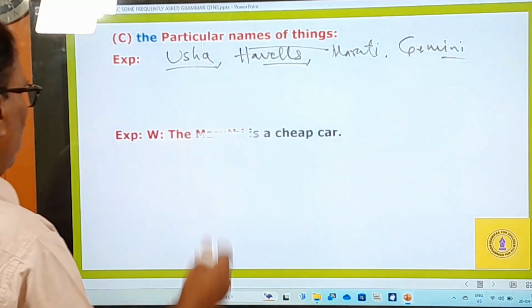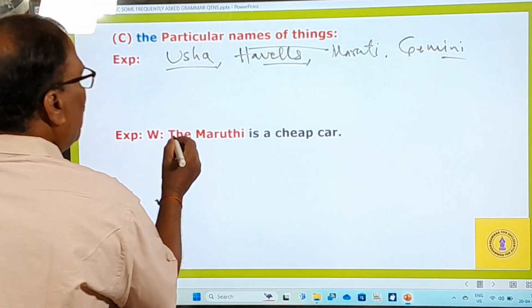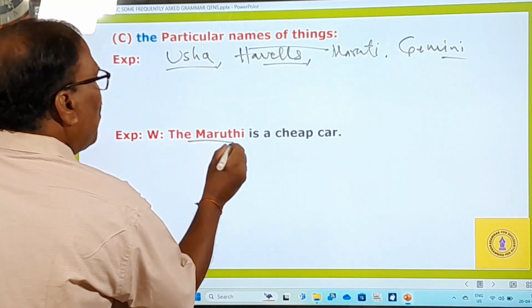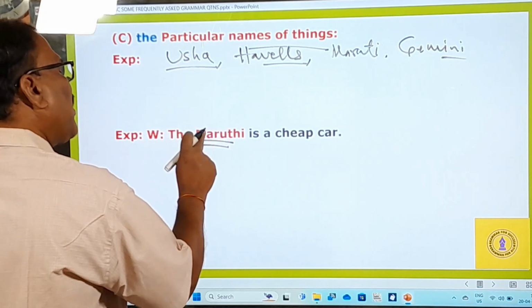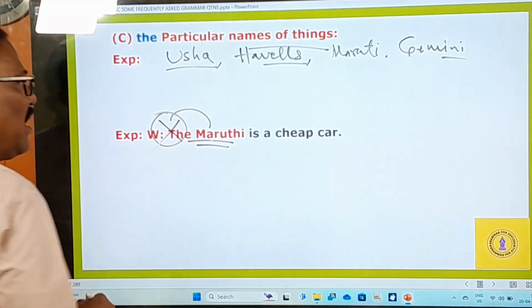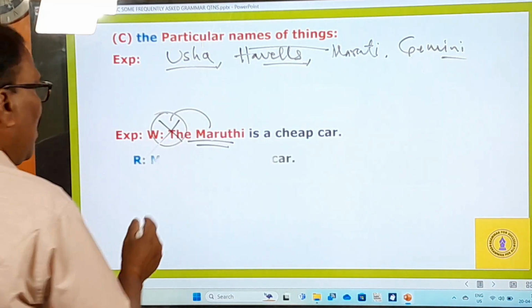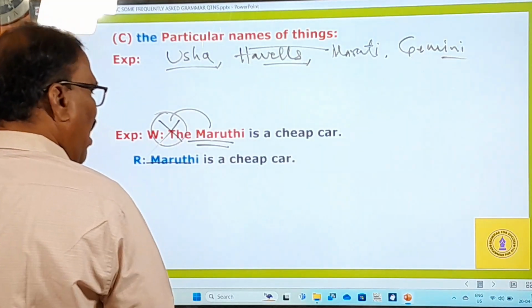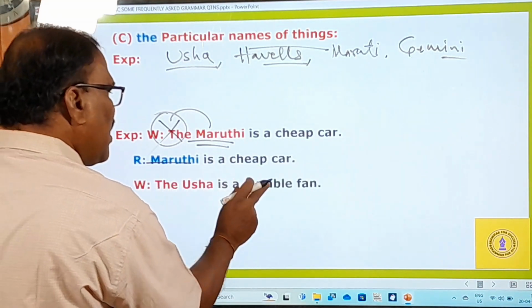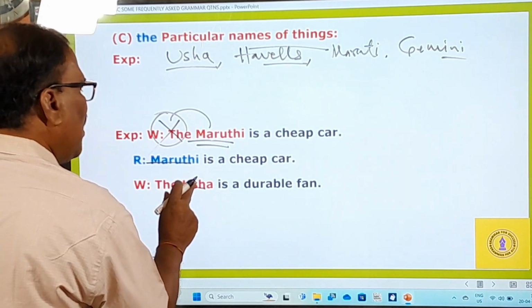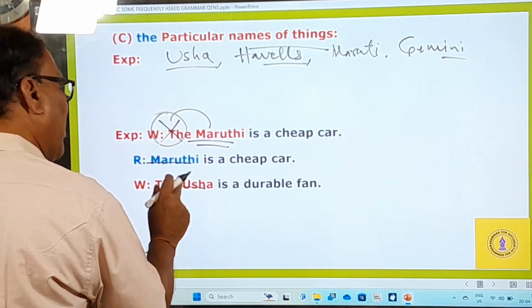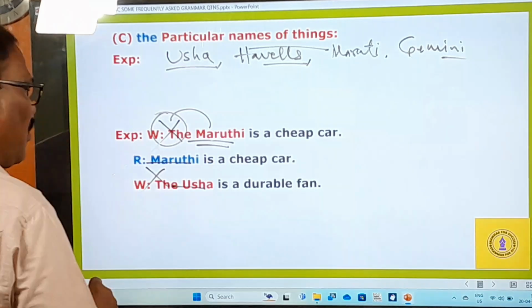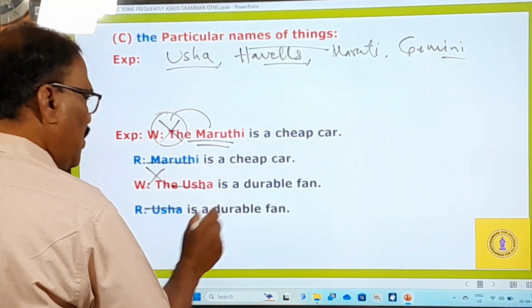So here in the examination, the questions are given like this. The Maruti is a cheap car. Maruti is the particular name, the own name of that car, so that's why you should not use any article. What should we say then? We have to say Maruti is a cheap car. The Usha is a durable fan. Usha is the brand name of that fan, and we should not use any article before that. We have to say Usha is a durable fan.